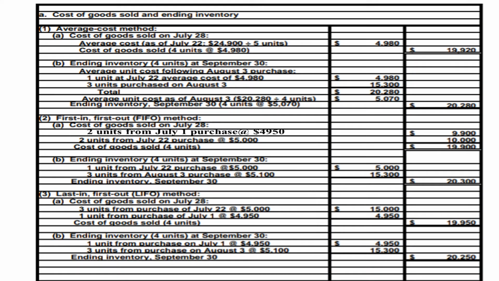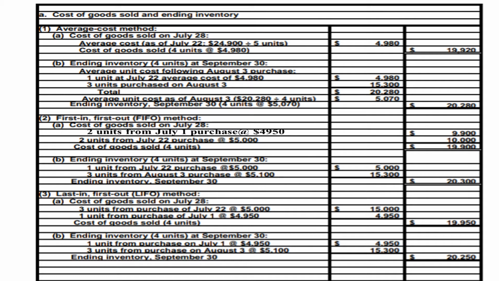Now, starting with the solution of this question, first we will find out the cost of goods sold and ending inventory based upon the average cost method. In this question, you have to ascertain the cost of goods sold at July 28 and the ending inventory at September 30. And we have one purchase which is after the sale of July 28, that is August 3rd.